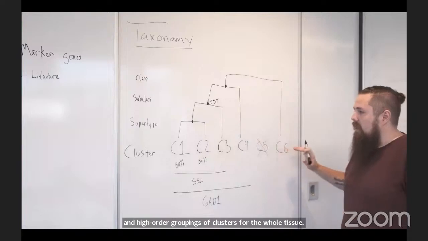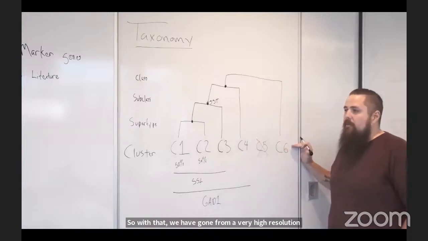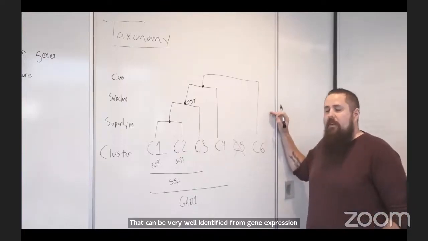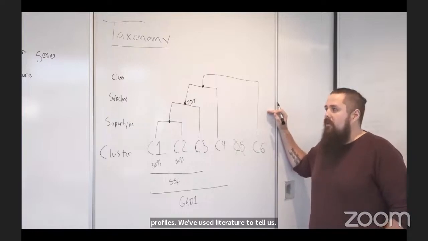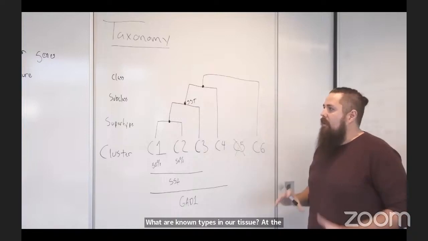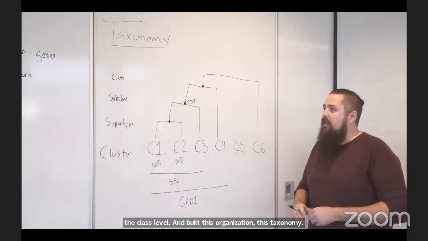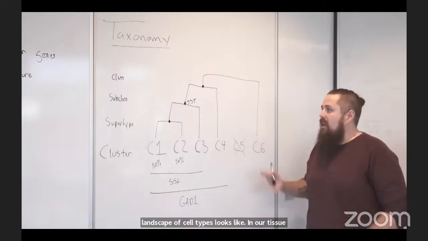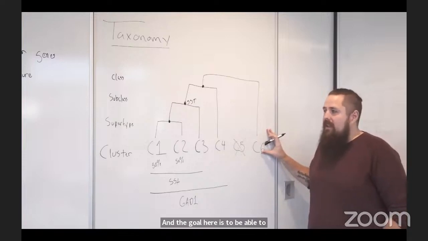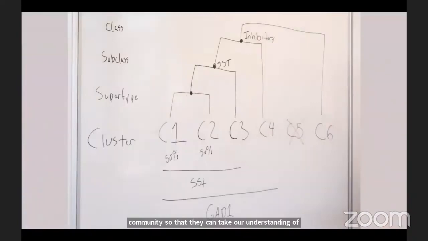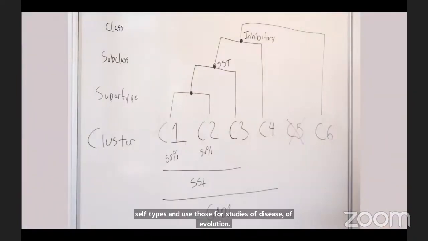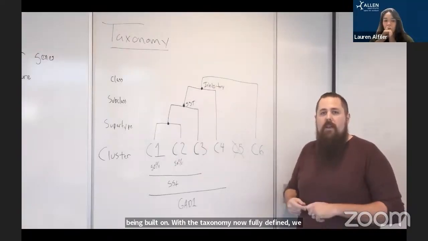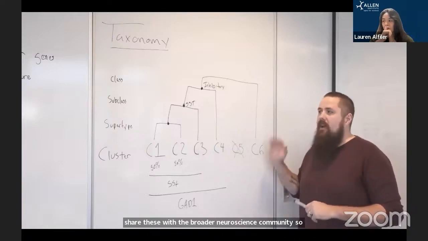So with that, we've gone from a very high resolution clustering of data. We've merged those into supertypes that can be very well identified from gene expression profiles. We've used literature to tell us what are known types in our tissue at the subclass and the class level, and built this organization, this taxonomy of clusters, so that we can communicate what the landscape of cell types looks like in our tissue or brain region of interest. And the goal here is to be able to share this with the community so that they can take our understanding of cell types and use those for studies of disease, of evolution, of any interest in this region this taxonomy is being built on. So with the taxonomy now fully defined, we share these with the broader neuroscience community so that they can relate their research to this hierarchy of cell types that we've defined.